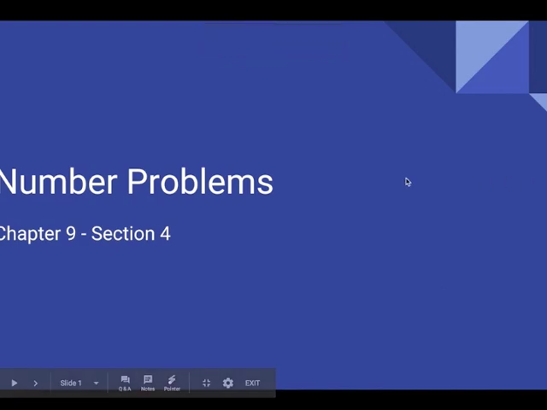So today you guys are going to be learning about number problems, which in your textbook is on page 440. So hopefully you guys have it pulled up to that. Yeah, page 440, number problems.